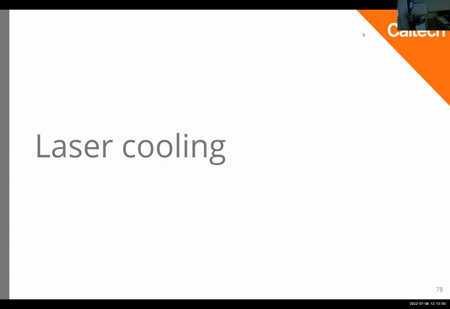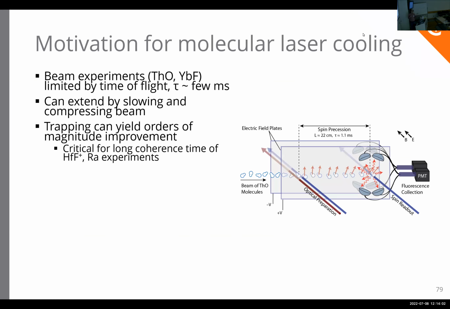Right. So this one I've divided into parts. Part one is laser cooling, which we've seen before, and how great it is. But now I'm going to talk about how it's actually hard. It's complicated. The motivation is strong, though. Like I said, these beam experiments, including the current most sensitive EDM experiment, are limited to a measurement time, a coherence time, of a few milliseconds. You could extend this by making the beam slower or the interaction region longer. It turns out those are hard-fought wins.